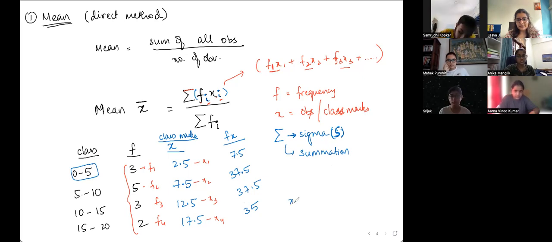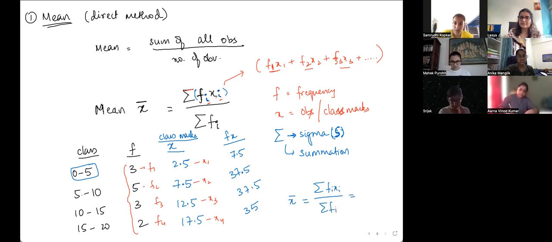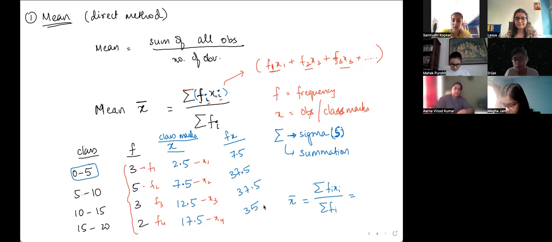What is the mean? X bar equal to sigma fi xi by sigma fi. So can you guys figure out what sigma fi is? If you can, do it and tell me. If not, I will discuss. So summation of fx chahiye na. So add it here only in the table. It will be easy. So once you have both these values, you can just substitute and you'll get it.